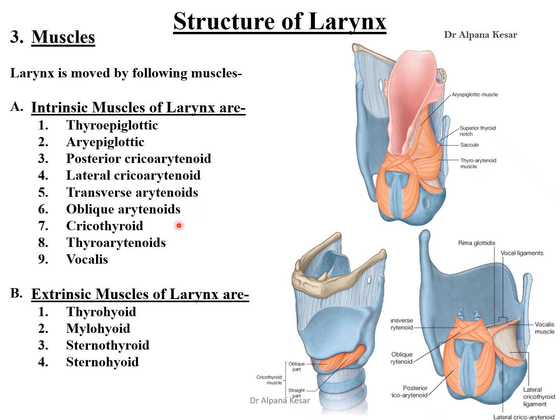The intrinsic muscles of larynx include thyroepiglottic muscle, aryepiglottic muscle, posterior cricoarytenoid, lateral cricoarytenoid, transverse arytenoids, oblique arytenoids, cricothyroid, thyroarytenoids, and vocalis. The extrinsic muscles are thyrohyoid, mylohyoid, sternothyroid, and sternohyoid. Intrinsic muscles of the larynx will be done in detail in this tutorial under the category of muscles of larynx, and extrinsic muscles of larynx will be done in the tutorial of neck.